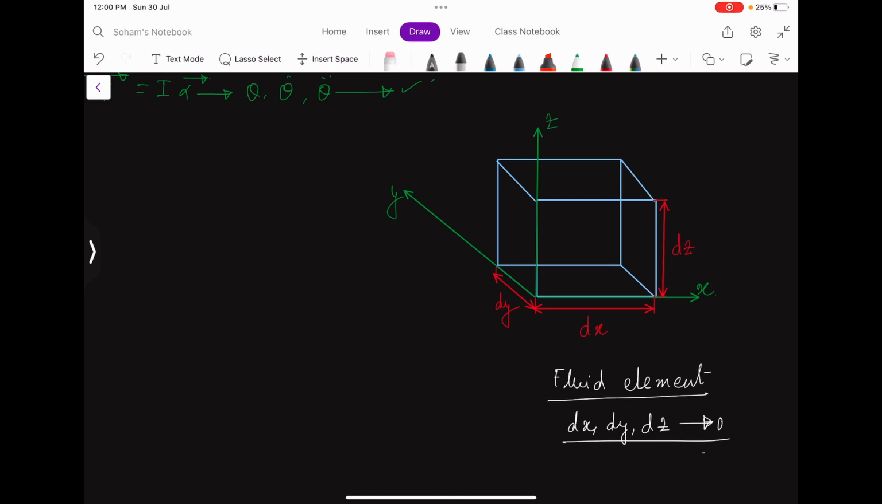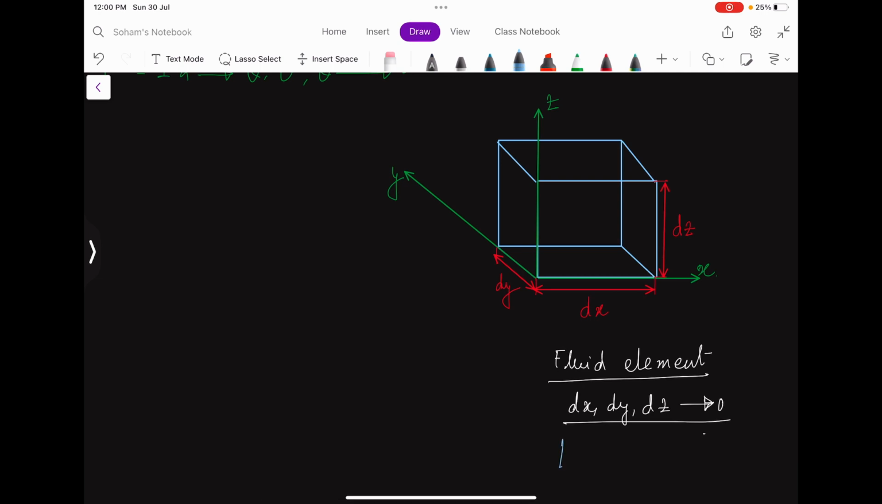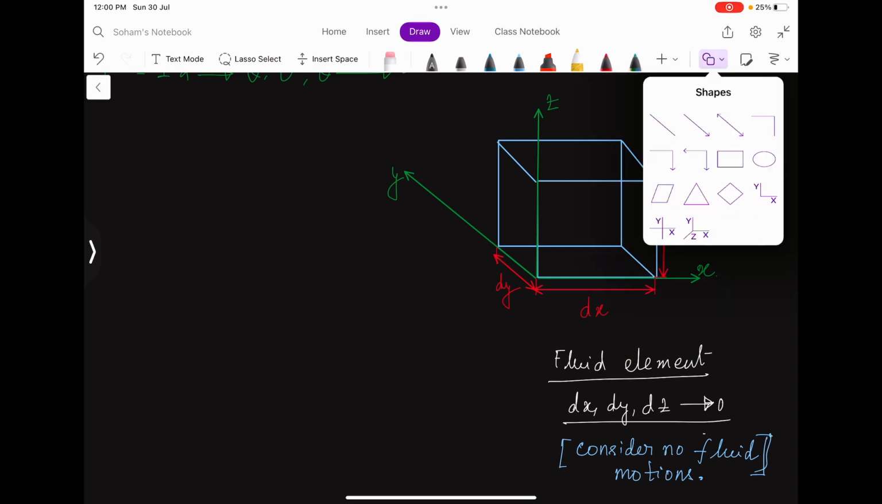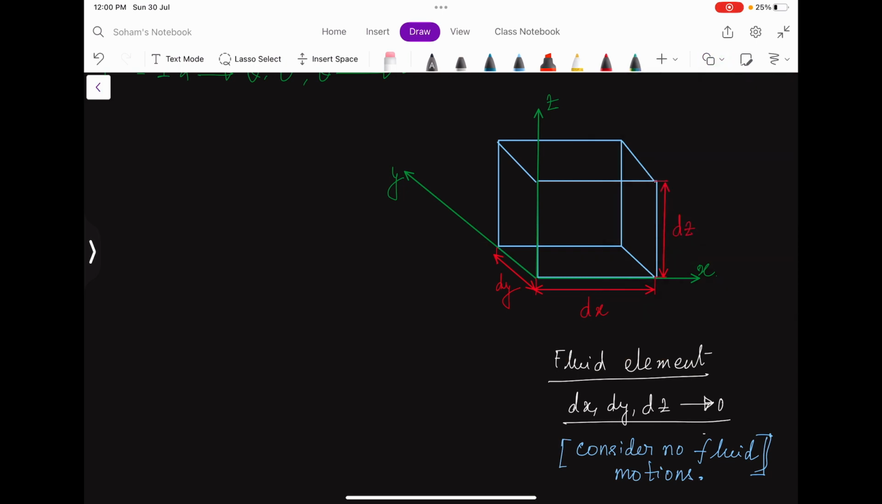So on this fluid element also, there will be pressure forces. Obviously, consider no fluid motion because of fluid statics. This is in static condition, no fluid motions. So let us draw the pressure forces now. So this will be the pressure force on this face. And I have said that on every surface the pressure force will be compressive, that is inwards and perpendicular.